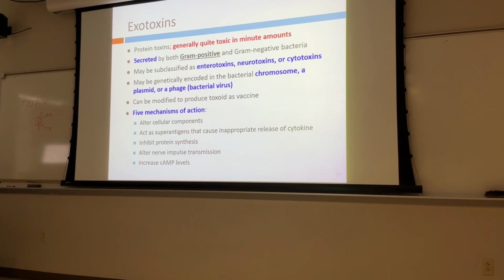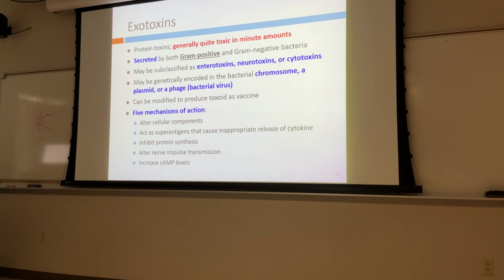These are secreted a lot of times with gram positives. Again, there are gram negatives that make exotoxins too. There's a ton of examples of that as well. So it's not really a way to differentiate the two. They may be subclassified as enterotoxins, which you find made in GI pathogens. Neurotoxins you find associated with things that cause meningitis. And cytotoxins you find associated with many pathogens.